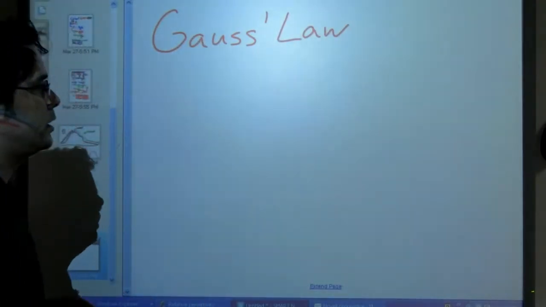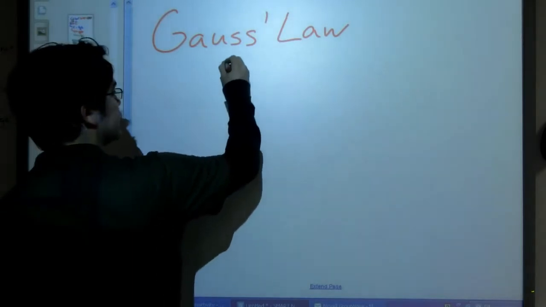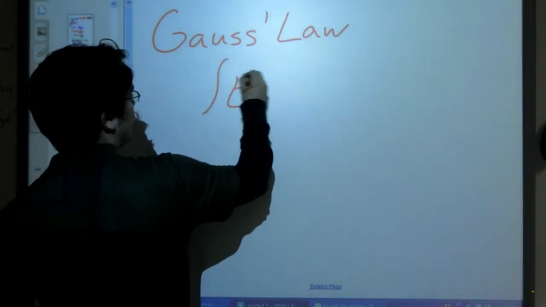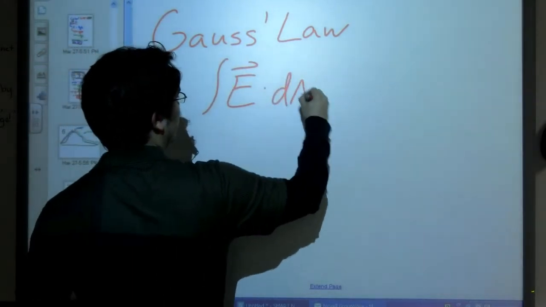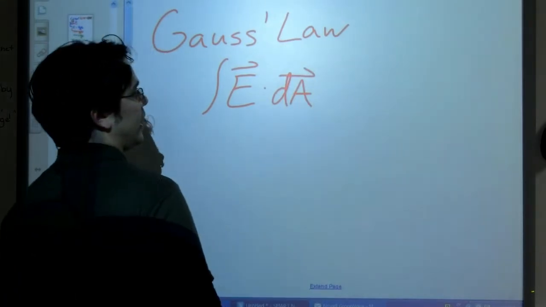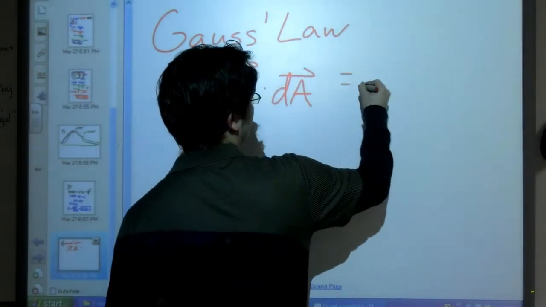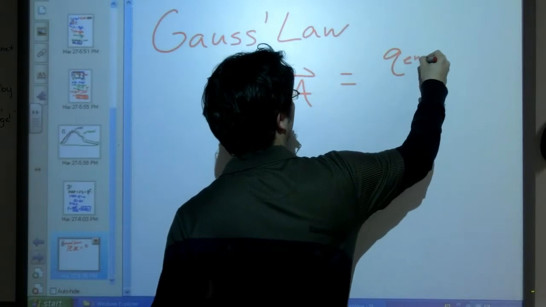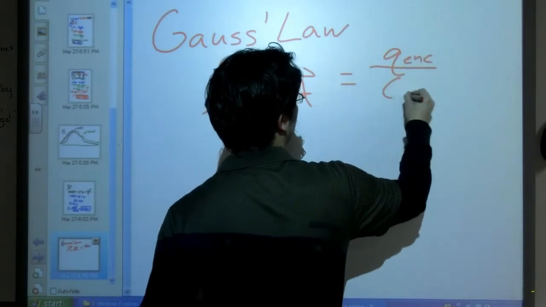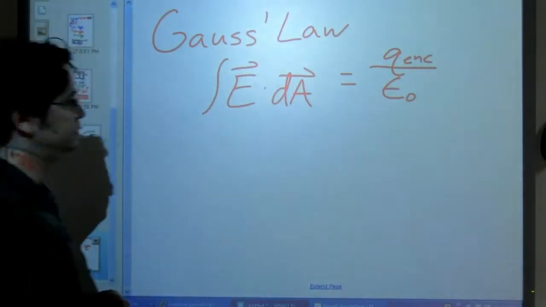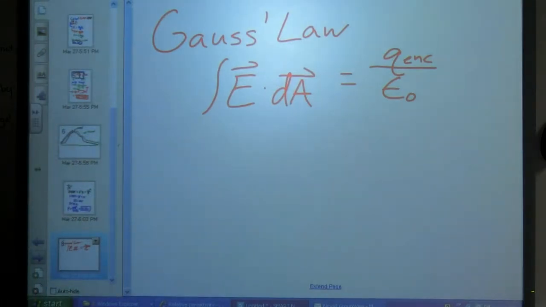Gauss's law, at least in equation form, looks like this. Integral of our electric field dotted with our area vector equals our Q enclosed in our surface divided by epsilon naught. Now, this one takes a little bit longer to explain. Hopefully I'll have a video concerning this sometime soon showing you what's going on here.